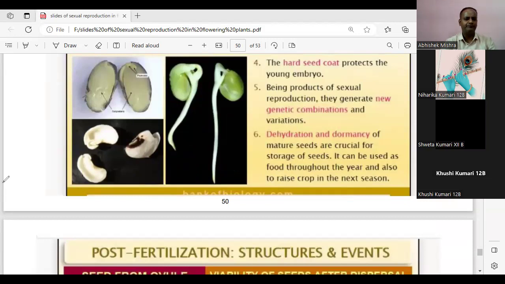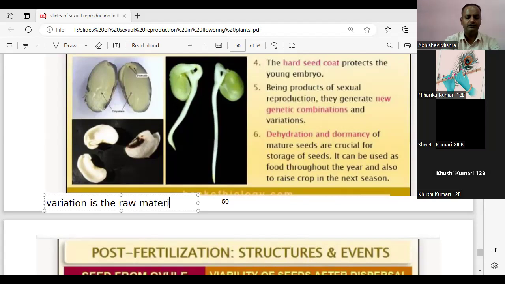Let you fill it up. Variation is the raw material for dash. Variation is a raw material for, yeah, raw material of is the same.